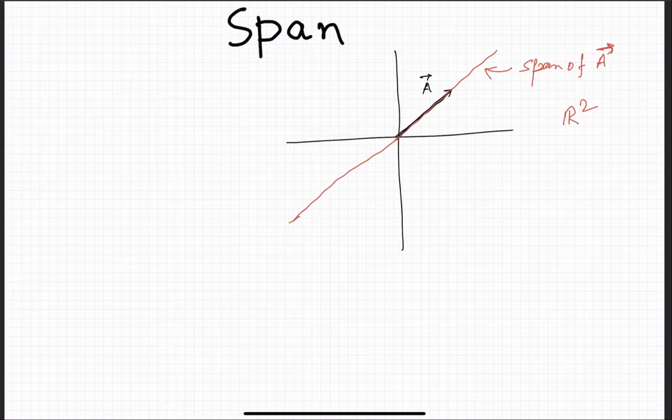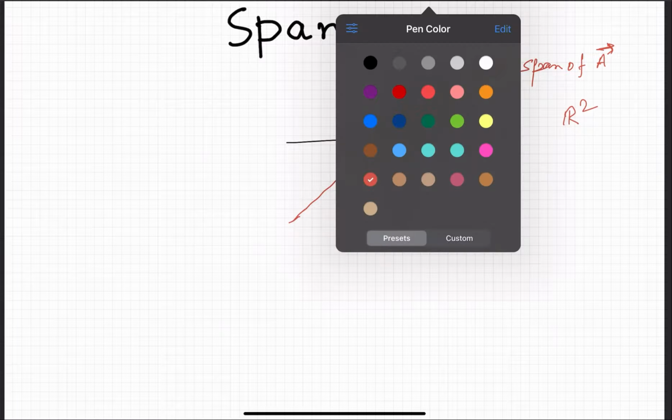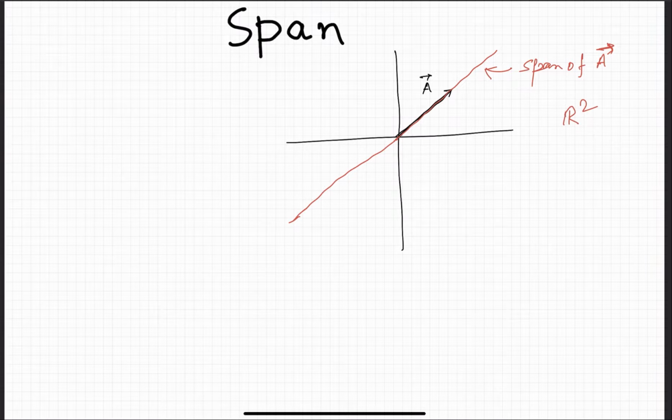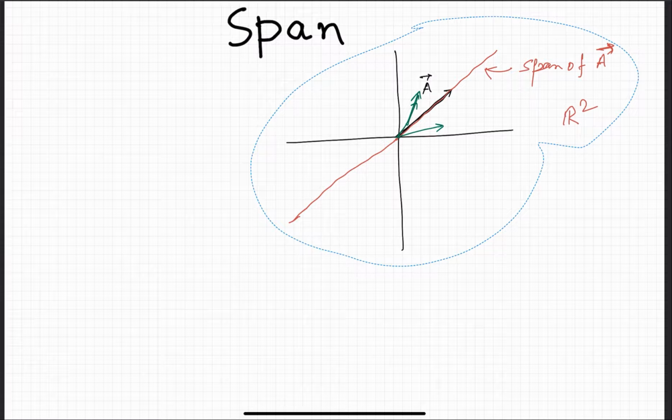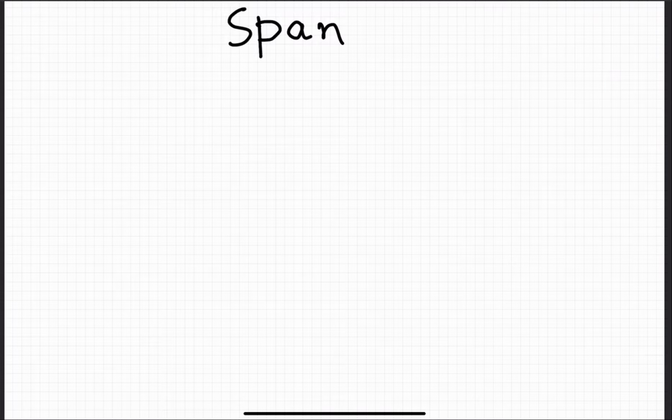In R2 itself, we can draw the span of two vectors which have an angle between them. If these are two vectors, say, let me clear this. Let me draw it again.